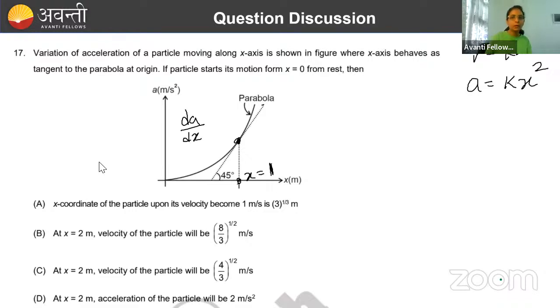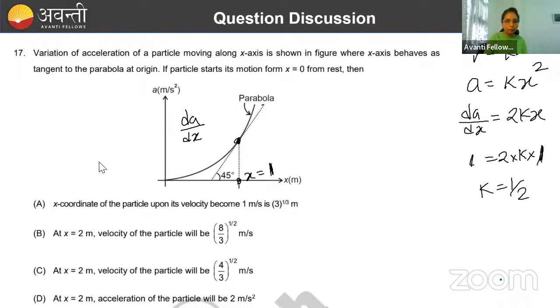So dA by dx. Now let's differentiate the equation that we have got. dA by dx, if I do it, will come as what? 2kx. And dA by dx at this point, at x equal to 1, is how much? It is tan 45, that is 1, when the value of x is 1. So the value of k is how much? Half. So what will you write as the equation of acceleration? Half x square. So this thing we have got. Now this is done. Now let's come back to the options that we need to solve.